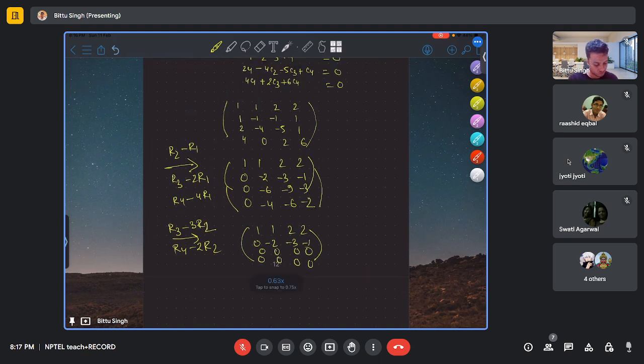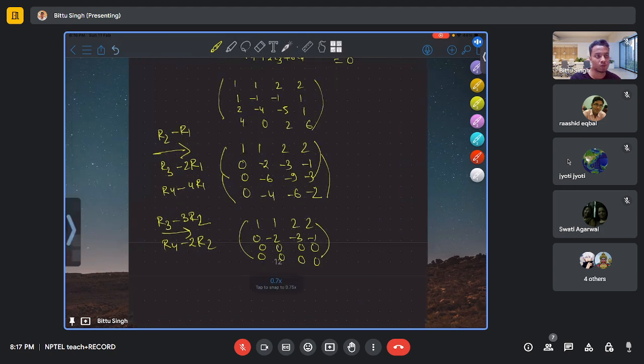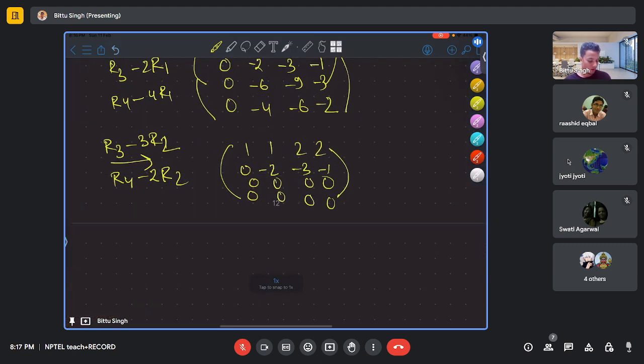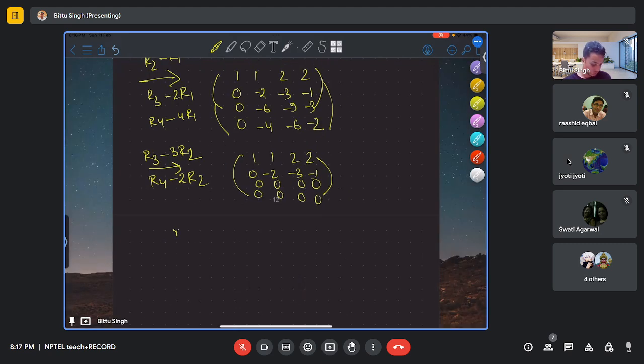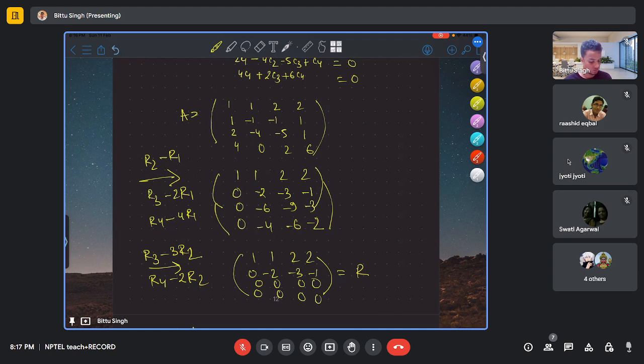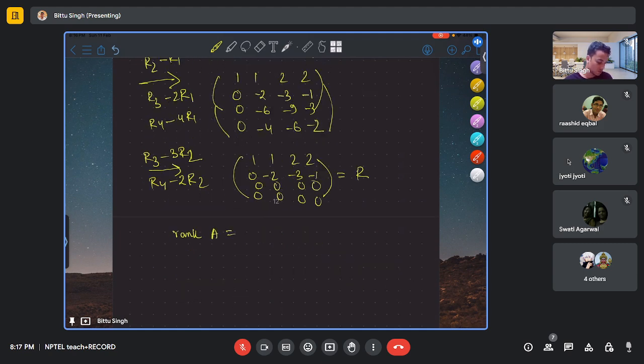Now you can see that it cannot have only trivial solution, because of the rank of the matrix. This is for row echelon form, we need to again reduce, but let us consider. So rank of the matrix A is same as rank of the reduced matrix, which is 2, because there are 2 non-zero rows.